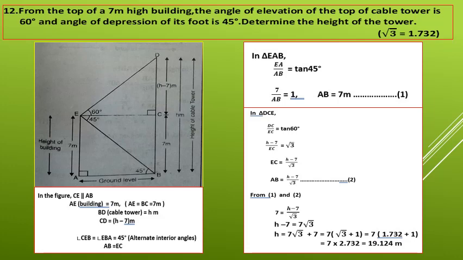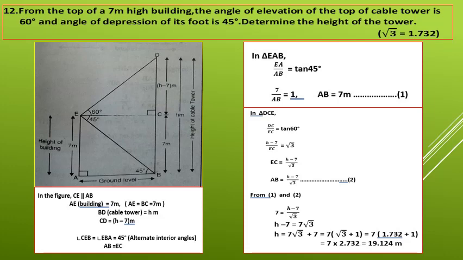First we need to draw the figure as per the statement. In the given figure, AB is the ground level. At A, mark AE. AE is the building whose height is 7 meter. At B, there is a cable tower BD. Its height is not given. Let the height of the cable tower be H meter. AE is equal to 7 meter and BD, the cable tower, we are taking as H meter.